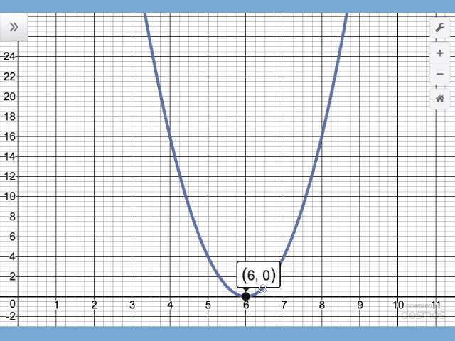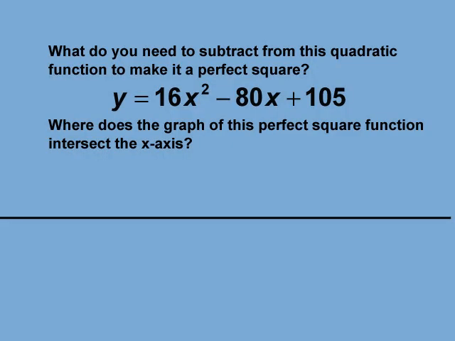As you can see from the graph, the increasing values for the area happen for values of x greater than 6. Let's look at a final example. What do you need to subtract from this quadratic function to make it a perfect square? y equals 16x squared minus 80x plus 105. Where does the graph of this perfect square function intersect the x-axis?